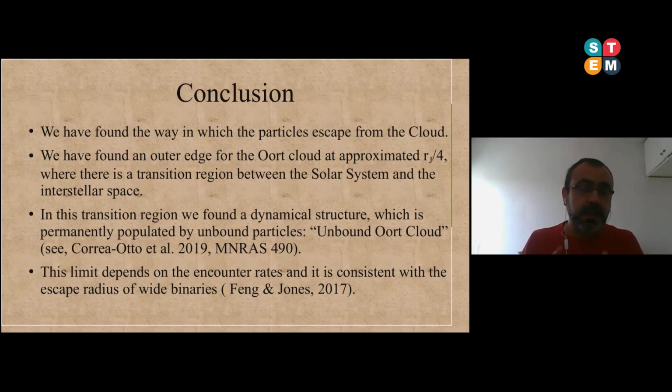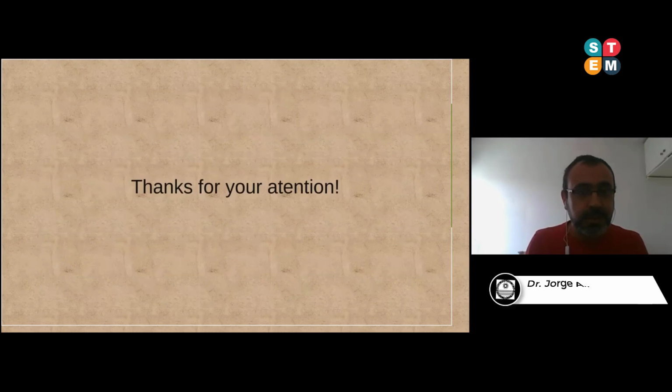This limit, this edge, depends on the encounter rates, and this result is in agreement with the definition of escape radius for wide binaries. And my final comment: I hope that in the future there could be some observational evidence of this structure that this work is predicting by a theoretical prediction. Okay, and well, this is all.